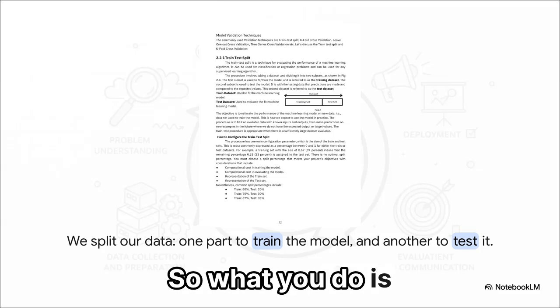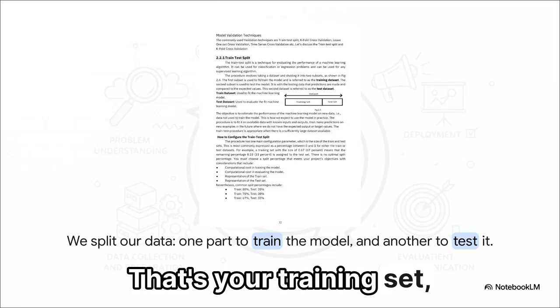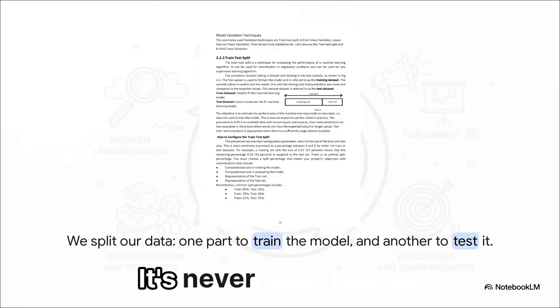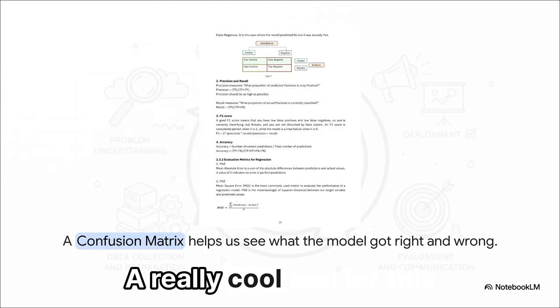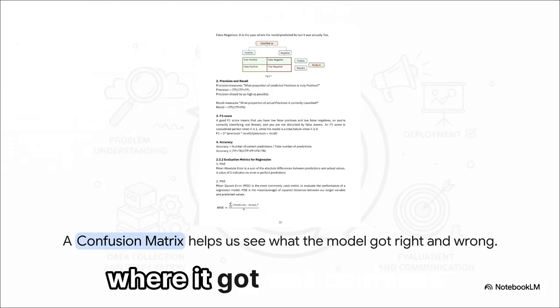So what you do is you split your data. You use most of it to teach the model. That's your training set. But you keep a little bit separate, the test set, to see how it does on stuff it's never seen before. A really cool tool for this is called a confusion matrix. And don't let the name scare you, it's super simple. It just shows you what the model got right and where it got, well, confused. You can see at a glance exactly where it's winning and where it's messing up.